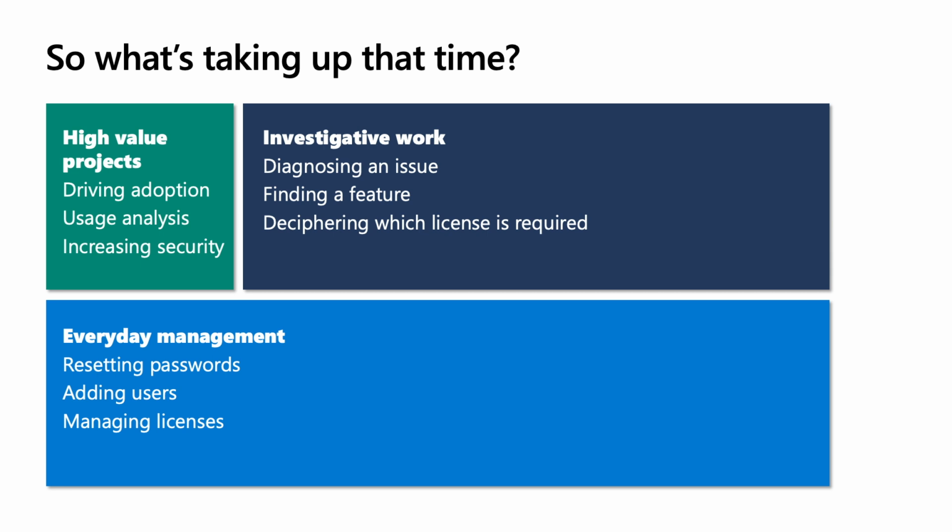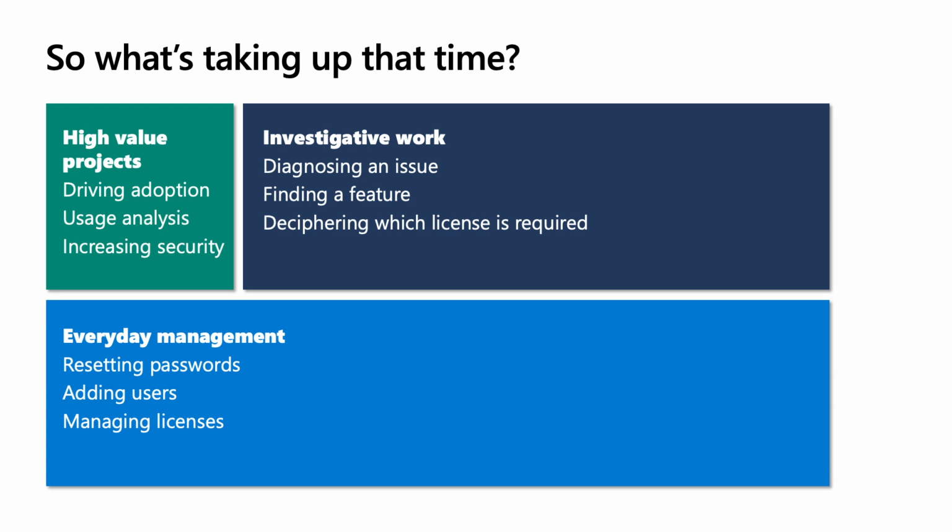But you're also spending a lot more time on things like investigative work, where you're looking at diagnosing an issue, finding a feature that is now available and discovering the fact that it's there. And then just deciphering which license is required to actually utilize that new feature. Things where it's important information and you need to go find it, but we should do a better job at giving you that information up front so that you're spending less time finding what's out there and more time actually doing.